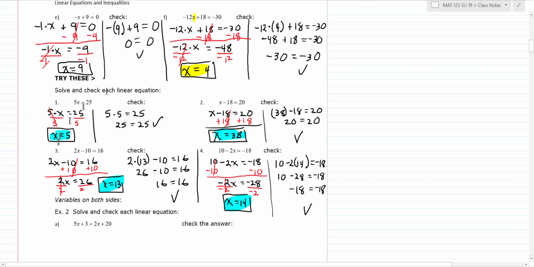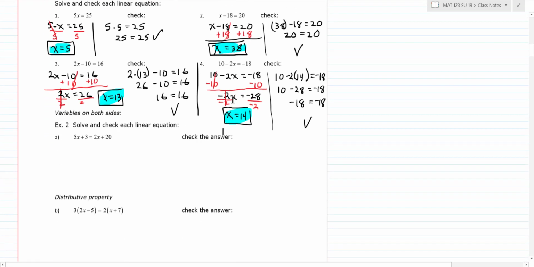This is just 5 times 5 is 25. This is 38 minus 18 is 20. But they get a little bit harder to do in your head, so you want to know that process, okay? And don't be lazy about checking. I'll keep saying that. All right.